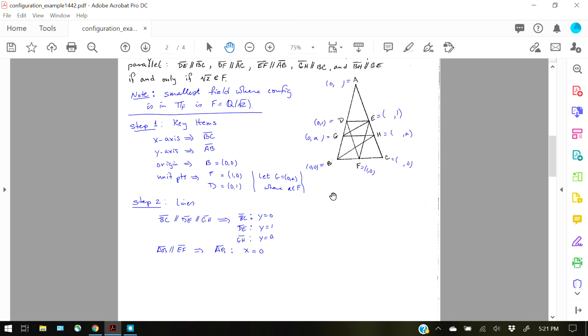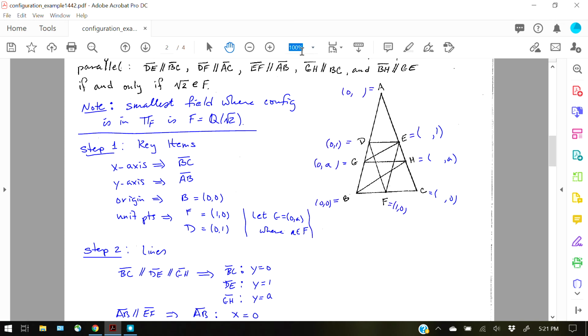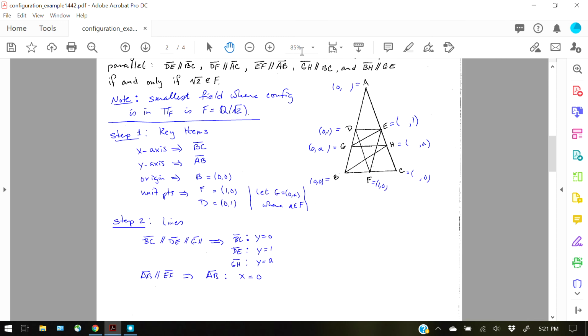Okay. So, when we then look at the line EF, let's try this one. All right. So if we look at the line EF, it has to be parallel to AB, parallel to your y-axis, so it's going to be of the form x equals some constant. Well, I don't know what E is, but I do know what F is. And notice here, F is 1, 0, so what's the constant going to be? It's going to be x equals 1.